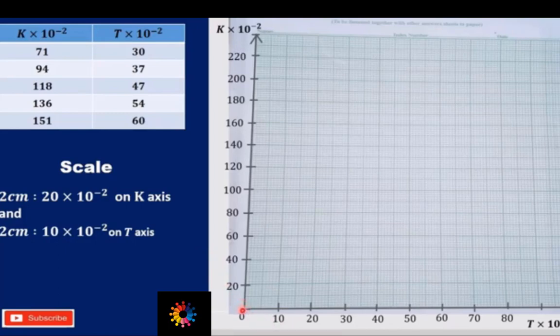So let's plot the values now on k. On our k, we have 71, which will fall in between 60 and 80.